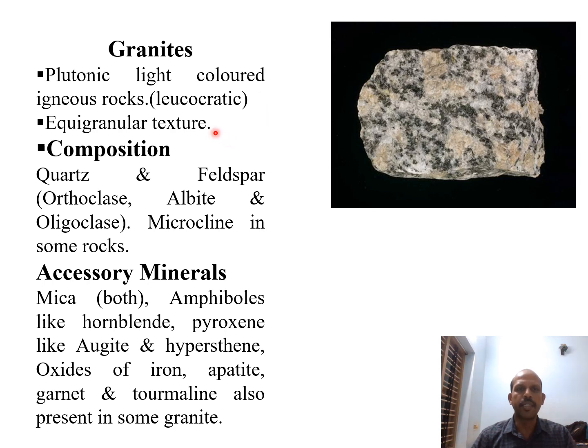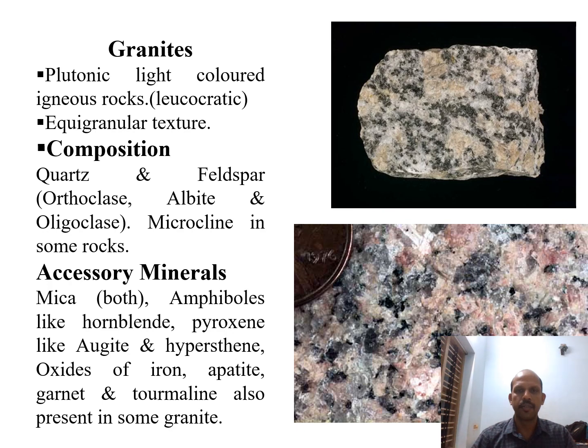So equigranular in texture composition, it contains quartz, feldspar, orthoclase, albite, and oligoclase. And accessory minerals, mica, amphiboles like hornblende, pyroxene, then augite, hypersthene, oxides of iron, apatite, garnet, tourmaline are also present in some granites. So granite is normally used for construction works like flooring, then foundation works. For that, you use granites.